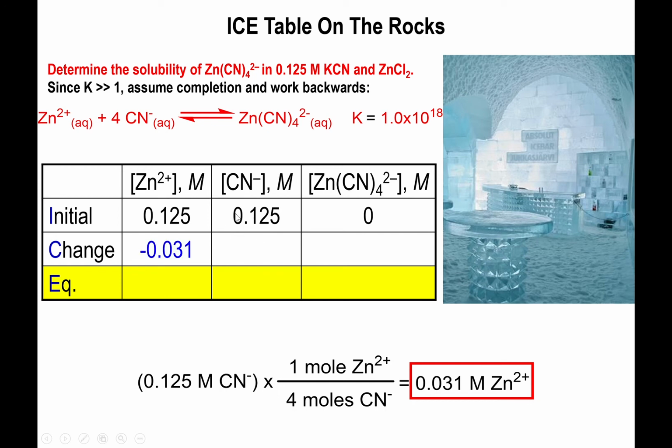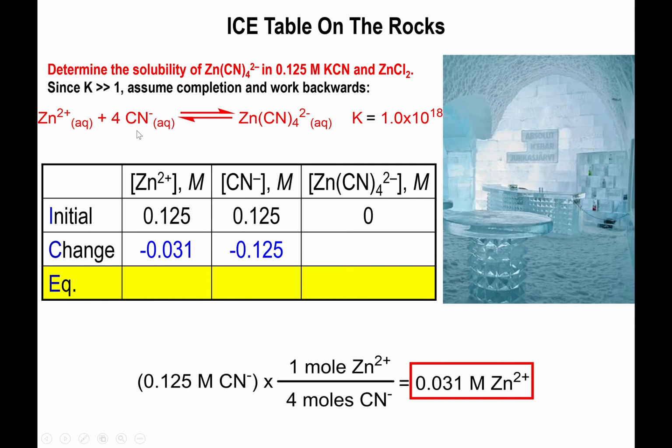So in terms of the change, you will not subtract 0.125 from zinc. You will subtract the limiting amount based on the stoichiometry. So 0.031 for zinc, and for cyanide, since that's the limiting reactant, you subtract 0.125. This is a little bit different than what we've seen for the ICE tables of acid-base titrations, and the reason is because you now have coefficients that are not 1-to-1.